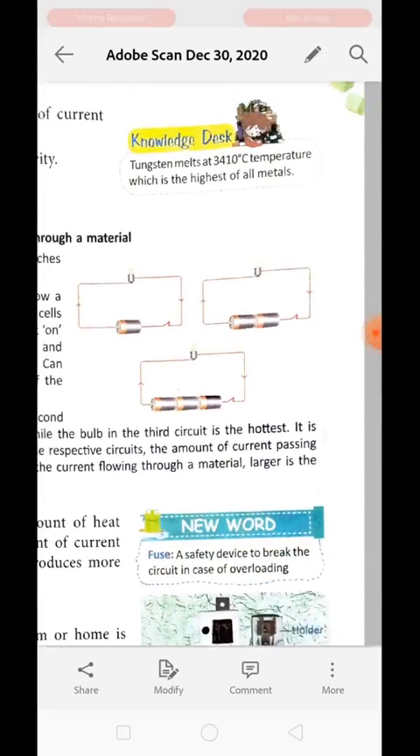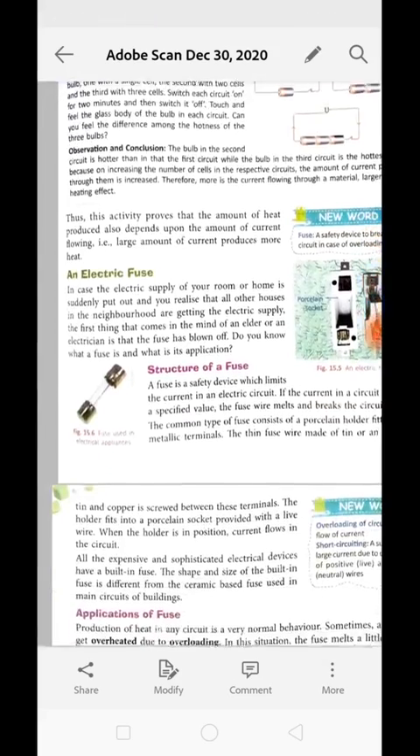So the amount of electric current produced can also be increased when we increase the number of batteries. And because the electric current flowing through the wire has increased, the bulb also produces more heat. Understood? The bulb is glowing in the third circuit. They are producing more heat. Why? Because they have a larger current supply. Understood? Now the next topic is the electric fuse.